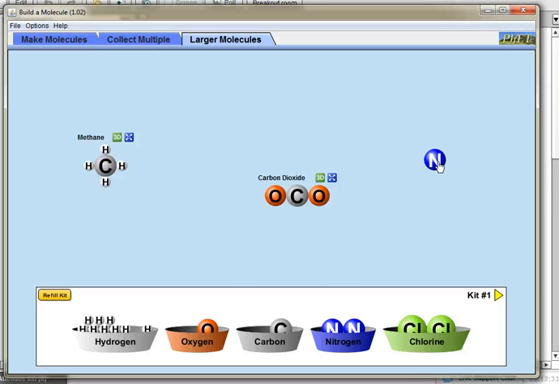5 regions of electron density. I don't know, you need to give me a specific example.